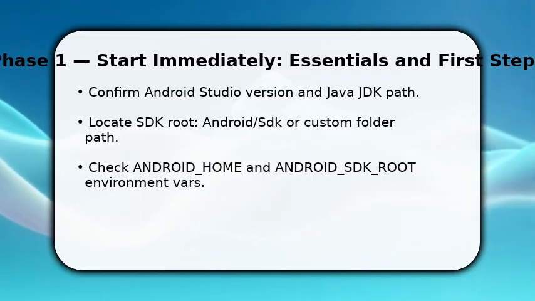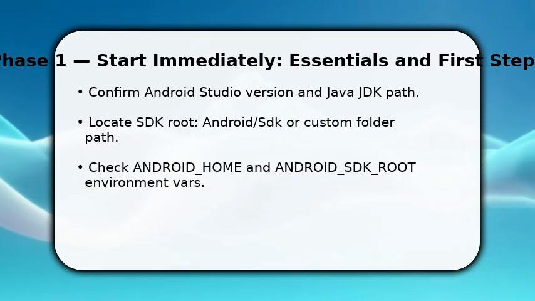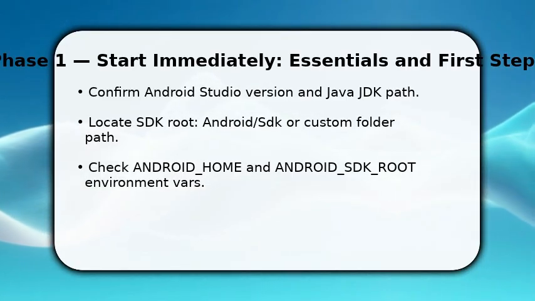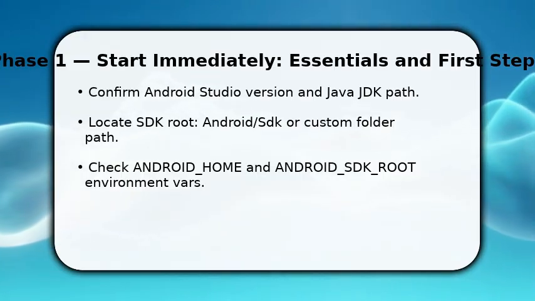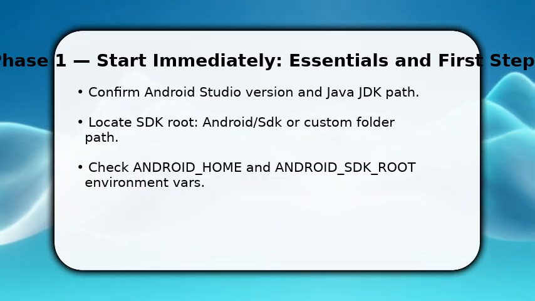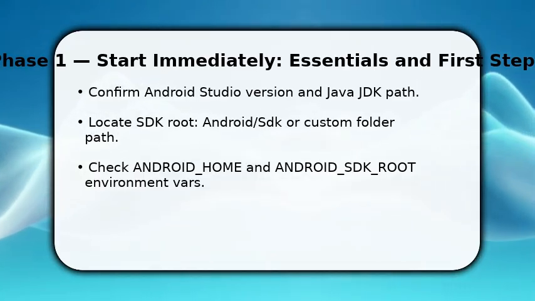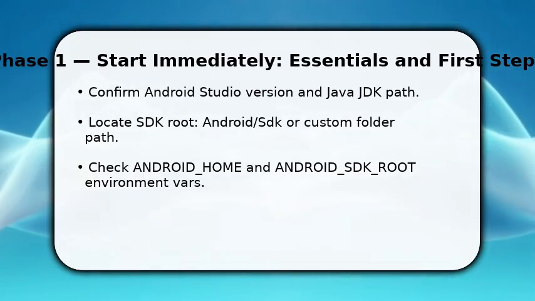Next, on your OS, set environment variables. ANDROID_HOME and ANDROID_SDK_ROOT should point to the SDK root. On Windows, use System Properties. On macOS or Linux, export in the shell profile. Once done, restart Android Studio so it picks up the new variables and available SDK packages.